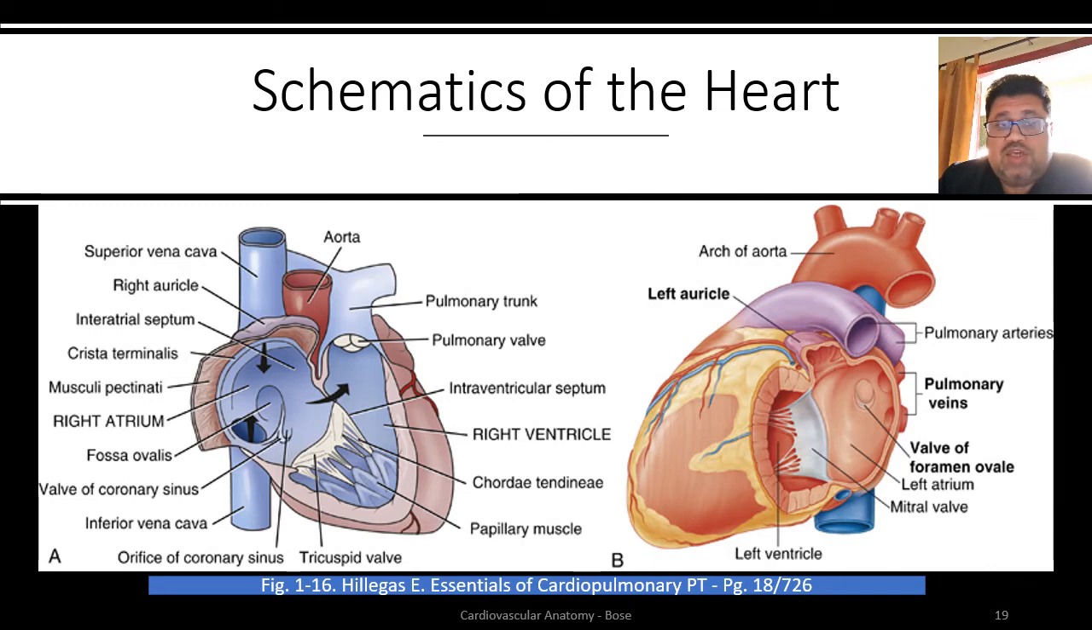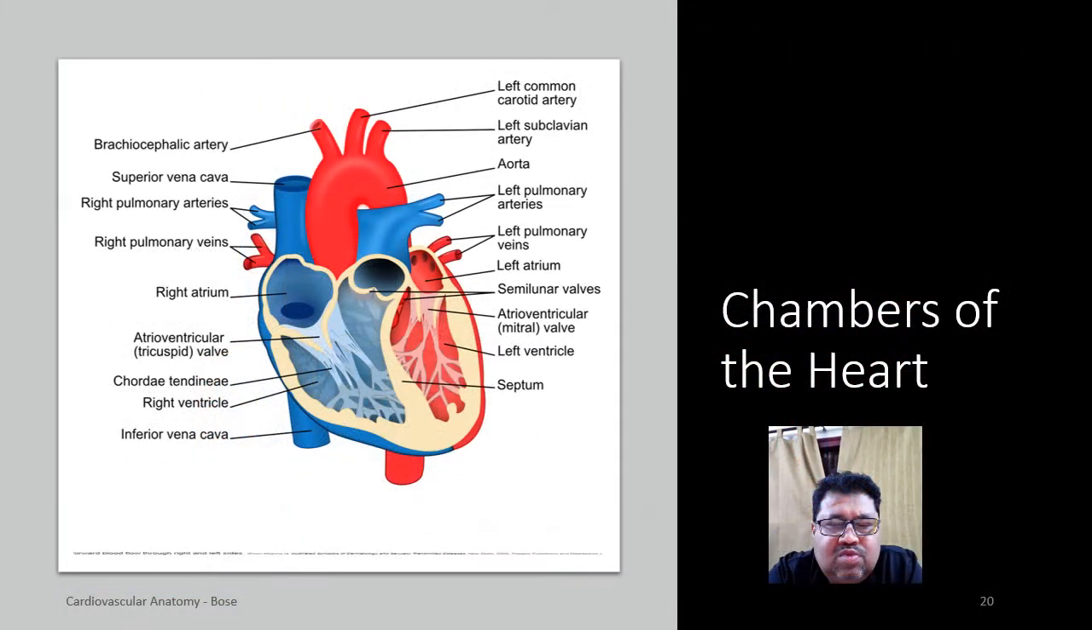Note the schematics of the heart from figure 116 of Hillegas's text, which has been reproduced here. This schematic information is for you to reference as we discuss additional points of the heart's structure. The heart is divided into a right and left half by a longitudinal septum that is shown in the figure.